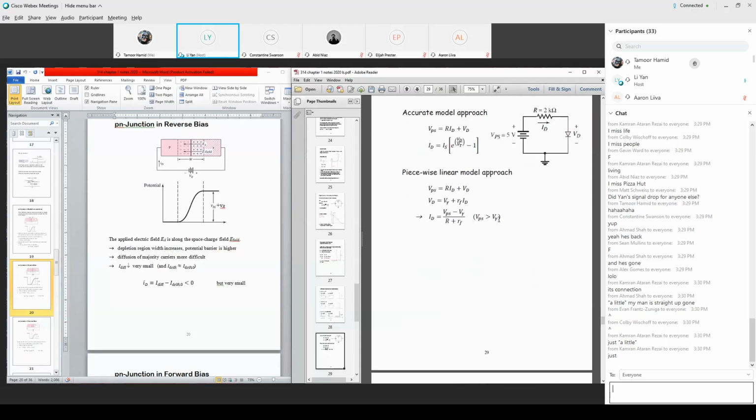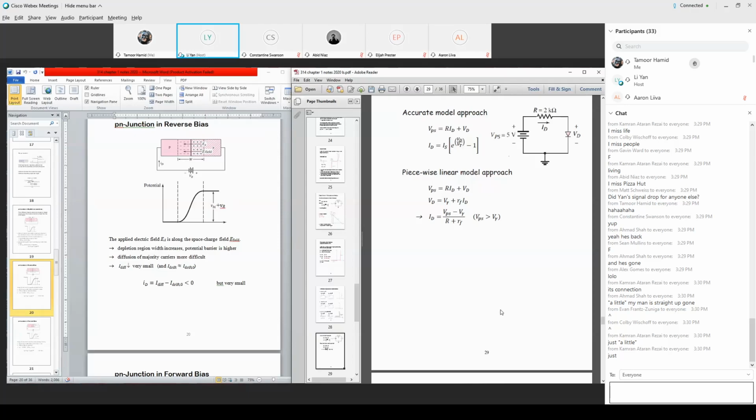All this holds if the diode is turned on, so VP must be greater than V gamma. If the diode is on, you have this solution. If the diode is off, meaning the power supply voltage is less than the terminal voltage, the diode becomes an open circuit and the current will be 0.